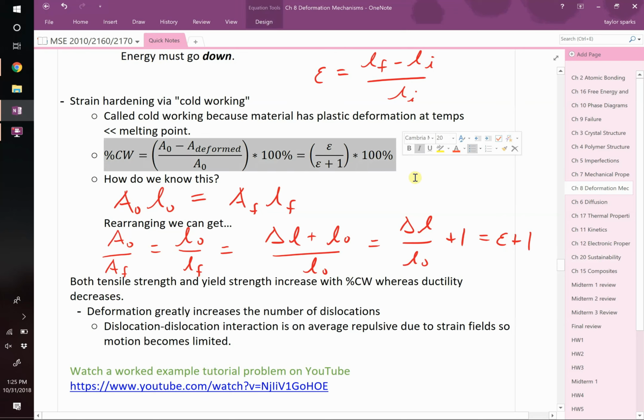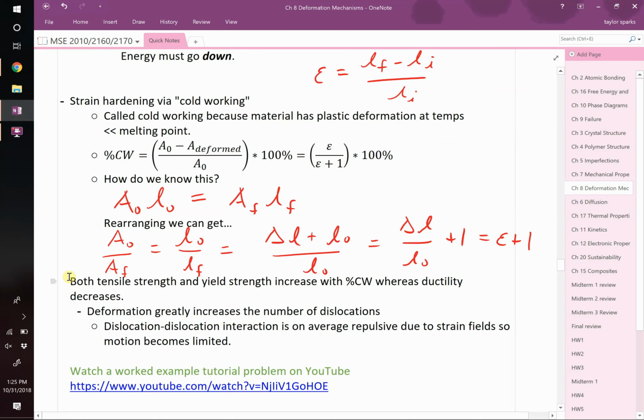If you know what the strain is in your material, say from a stress versus strain plot, then at any given point, we can quantify how much cold working has been accomplished. And it's typically reported as a percent. Is it 100% cold worked or 50, right? And it makes sense that the more cold worked something is, the stronger and the harder it gets.